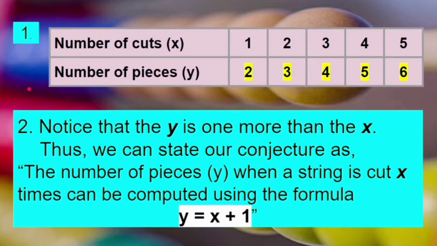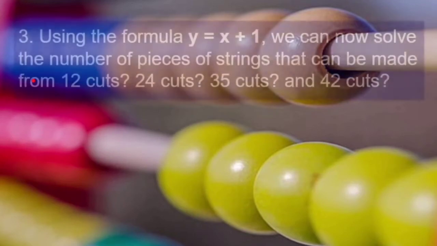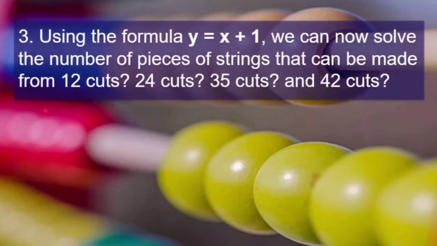Take note of that. We have y equals x plus 1 as our formula. I hope you get the same answer. Using the formula y equals x plus 1, we can now solve the number of pieces of strings that can be made from 12 cuts, 24 cuts, 35, and 42 cuts. We can now solve this without actually cutting the strings. We will just use the formula.